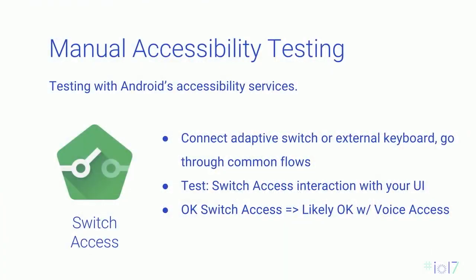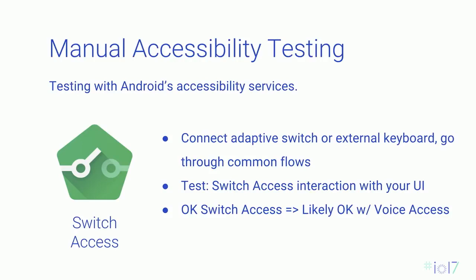Now, if you don't have an adaptive switch, you can just connect an external keyboard and map your keyboard buttons to specific activities in Switch Access. Now, after you do that, you want to go through command flow, and you want to note whether Switch Access interacts correctly with your app UI. Now, if it works well with Switch Access, it will also likely work well with Voice Access, because what you are doing at that point, you are testing your app input.